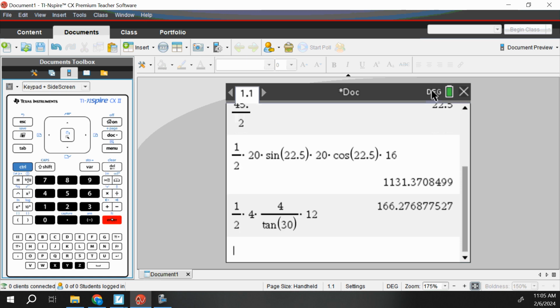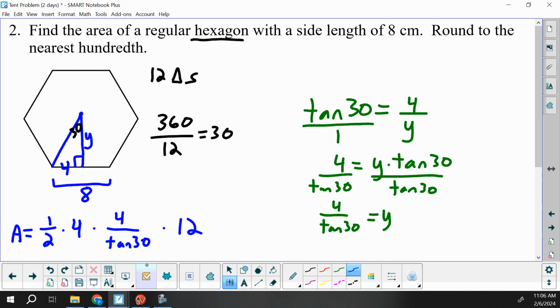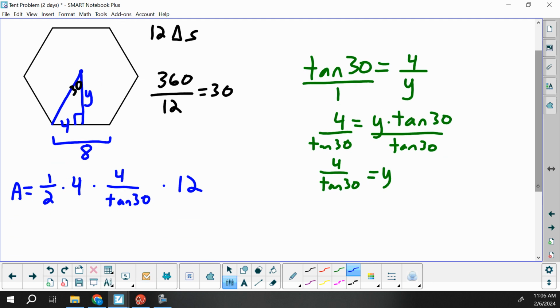And this one asks to round to the nearest hundredth again. So look at the third spot, and we have a 6. 6 is 5 and greater, so it bumps the 7 up. So we'll end up having, for our area, 166.28. 8 was centimeters that they gave us, so this will be centimeters squared.